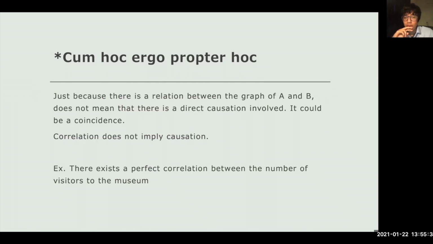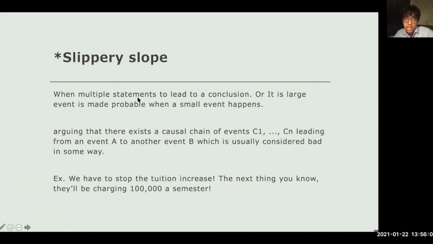There exists a perfect correlation between the number of visitors to the museum and the funding a museum receives. So you would assume that as you increase the funding, the number of visitors increases, but that's correlation. It does not mean that that's necessarily true, right? There could be other factors that make the number of visitors improve rather than the funding. It's just coincidence, probably.